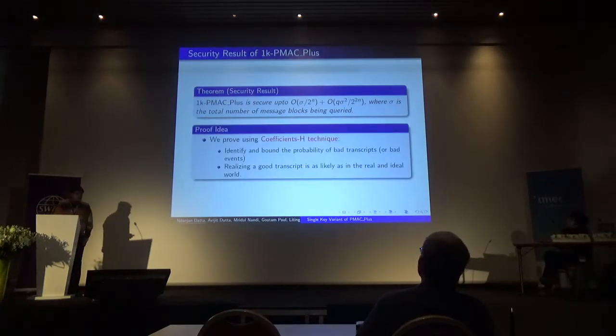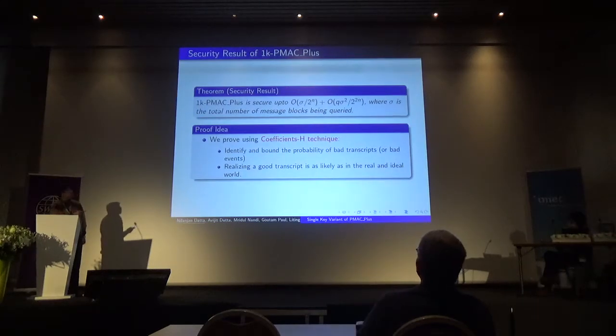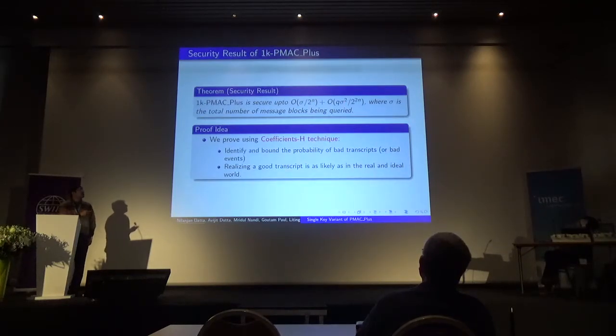So the security result: 1K PMAC plus is secure up to order of sigma by 2 power n plus q sigma square by 2 power 2n, and as sigma can be maximum of qn, it's basically q cube n square by 2 power 2n. And now we move to the basic proof idea for this.